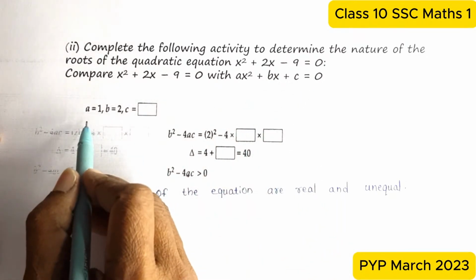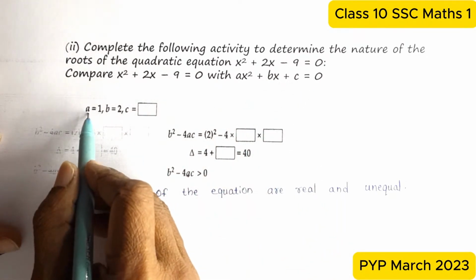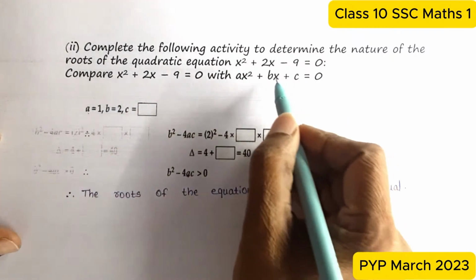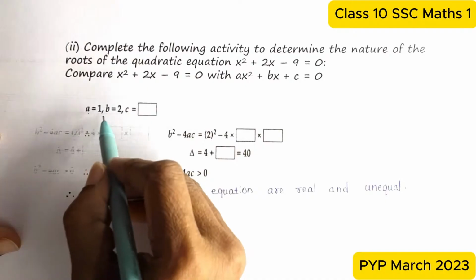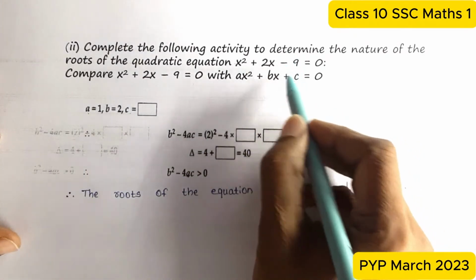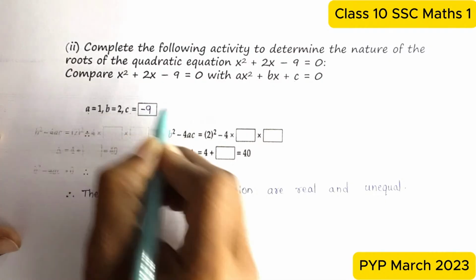So here comparing with, we say that a is equal to 1 because at the place of a here is 1. b is equal to 2 because at the place of b here is 2. So b is equal to 2. At the place of c here, students, that is minus 9. So here c is equal to minus 9.